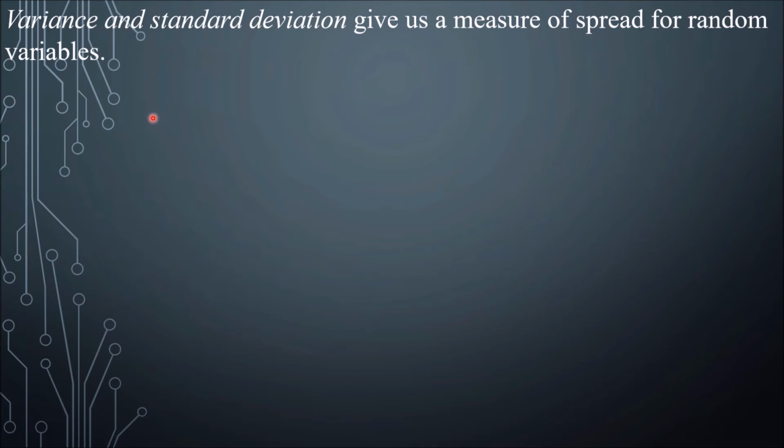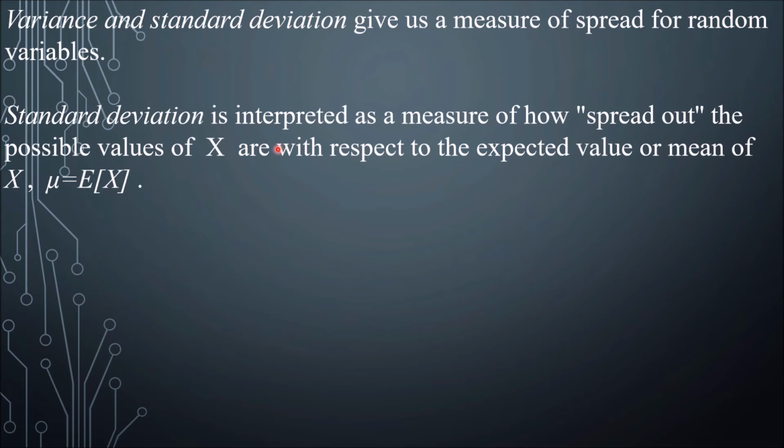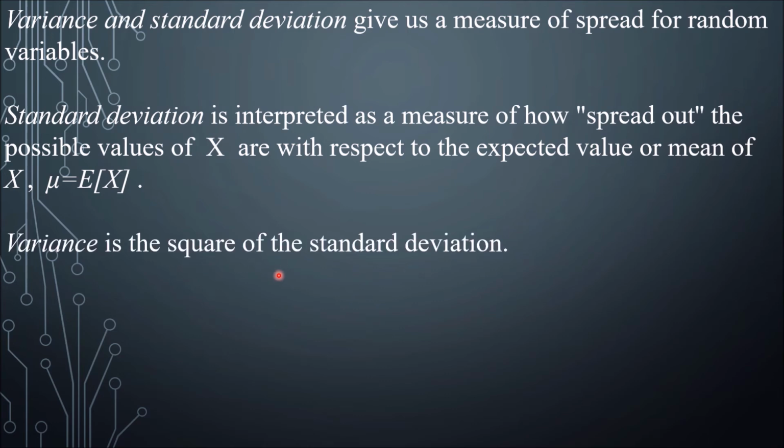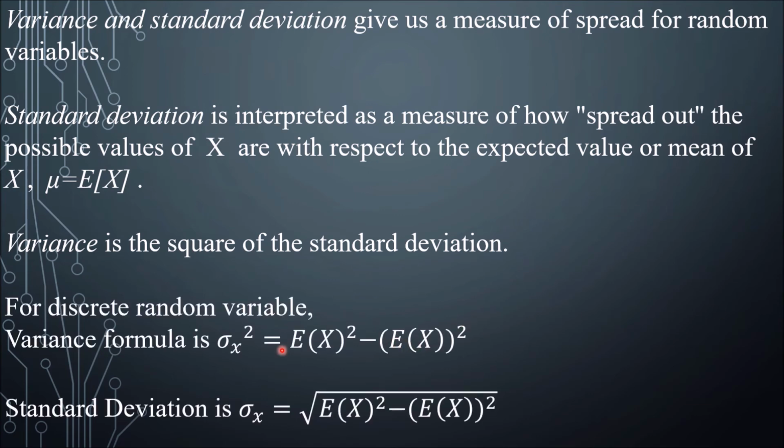Now let's have the variance and standard deviation. These give a measure of spread for random variables. So standard deviation is interpreted as a measure of how spread out the possible values of the random variable are with respect to the expected value or mean of the random variable. Variance is the square of the standard deviation, which means that standard deviation is just the square root of variance. So the formula is this one.